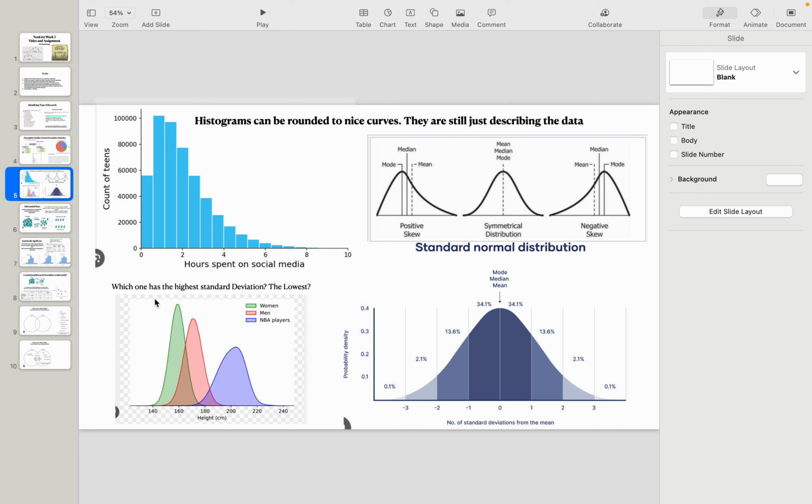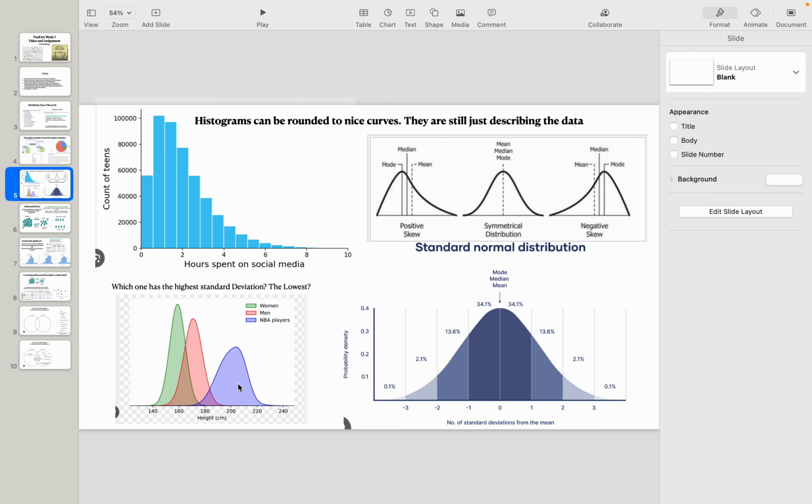All right, so which one of these has the highest standard deviation? We have women, we have men, we have WNBA players. Which one has the highest standard deviation? And if you remember that standard deviation is spread, you're going to tell me that the NBA has the highest standard deviation, right? Because it's the most spread out of the data. It has nothing to do with what's here as height, right? It's how spread out the heights are, the average spread. And since this graph is the fattest, this is going to have the highest standard deviation.